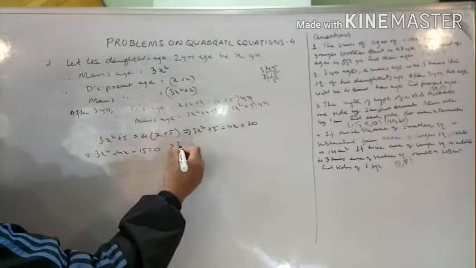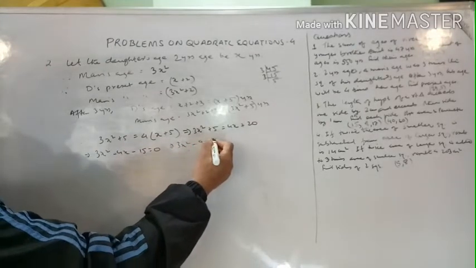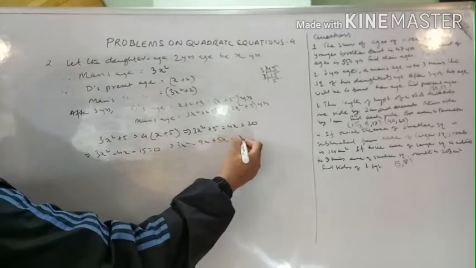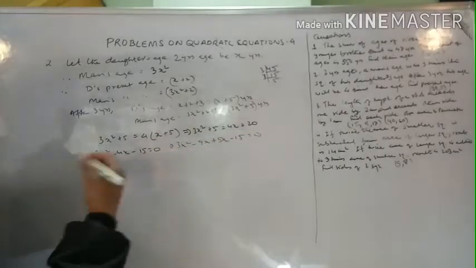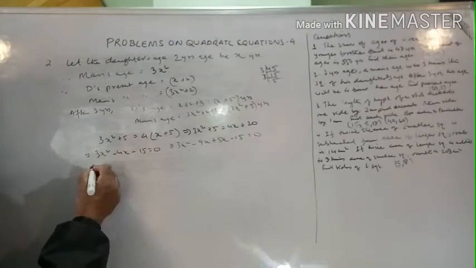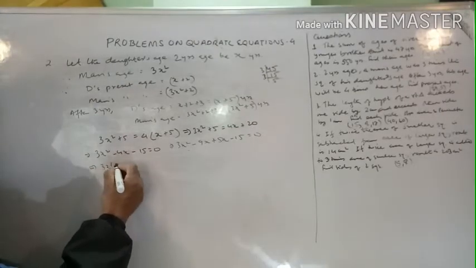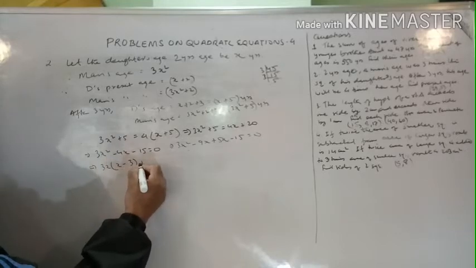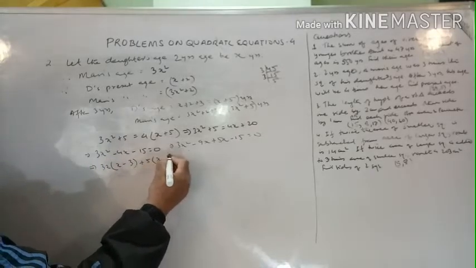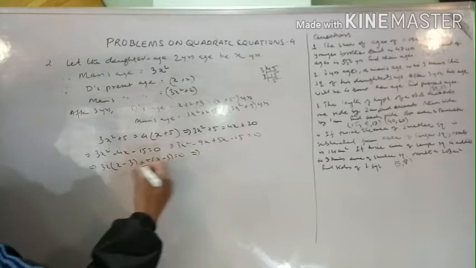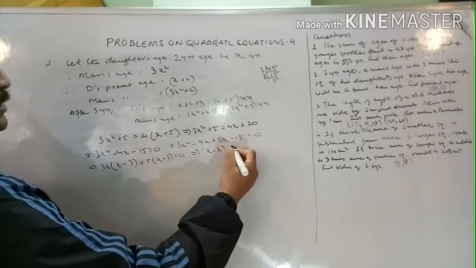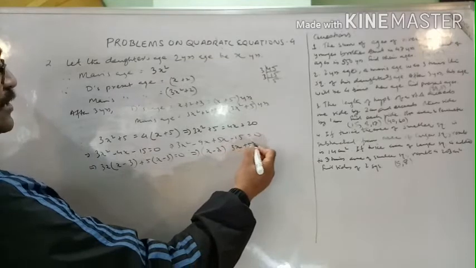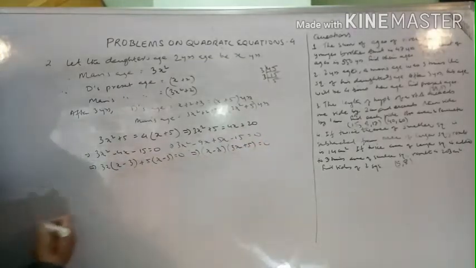So this implies 3x square minus 9x plus 5x minus 15 equal to 0. We have to take opposite signs because we have to subtract. If you have to add, you have to take the same sign. So 3x if you take common, you get x minus 3, plus 5 if you take common, you get x minus 3 equal to 0. So if you take x minus 3 common once again, what do you get? 3x plus 5 equal to 0.